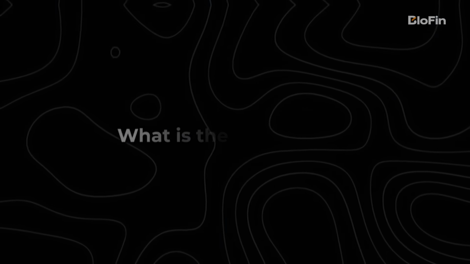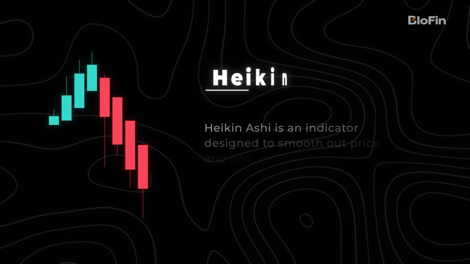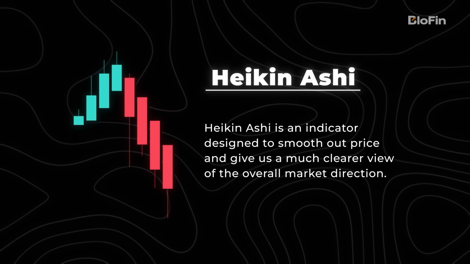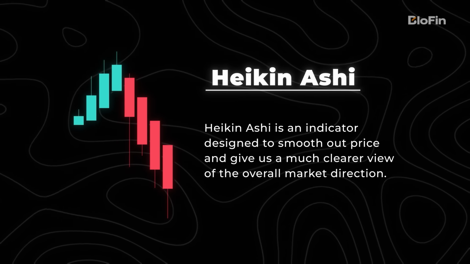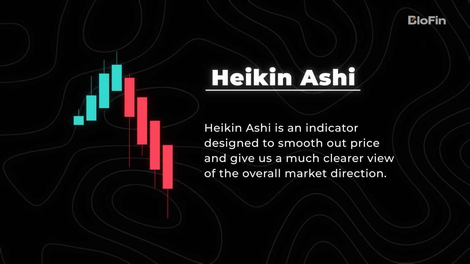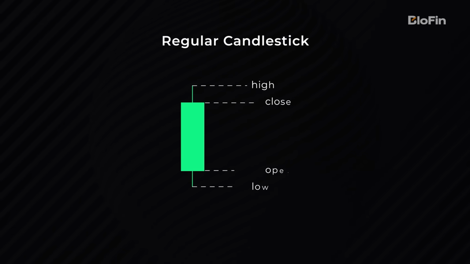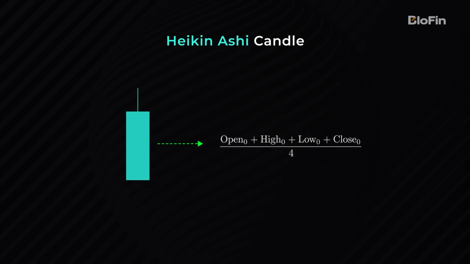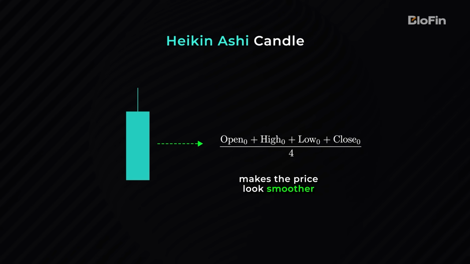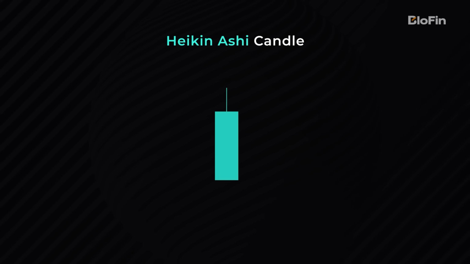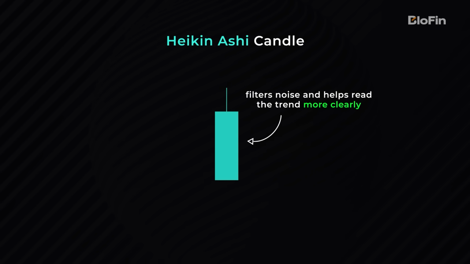Let's begin. First, what is the Heikin Ashi? Heikin Ashi is an indicator designed to smooth out price and give us a much clearer view of the overall market direction. It looks almost like a candlestick, but works slightly different. A regular candlestick forms based on the open, high, low, and close of each session, while the Heikin Ashi candle uses a special averaging formula which makes the price movement look smoother. Now, we don't need to dive too deep into the formula itself, but the key point is that it filters out noise and helps us read the trend more clearly.